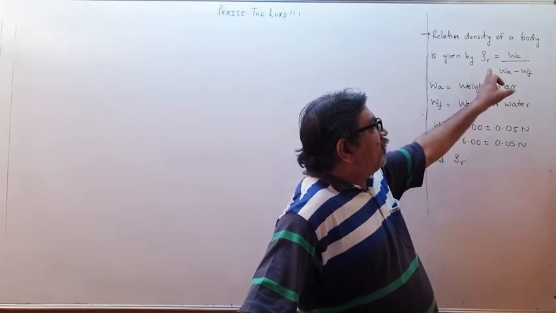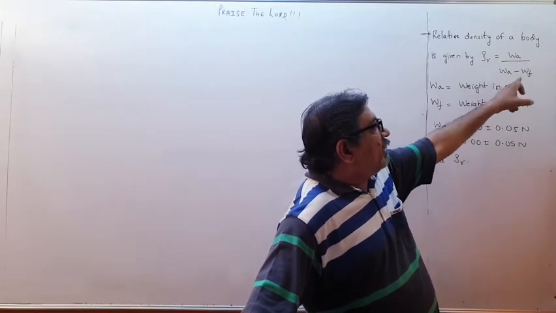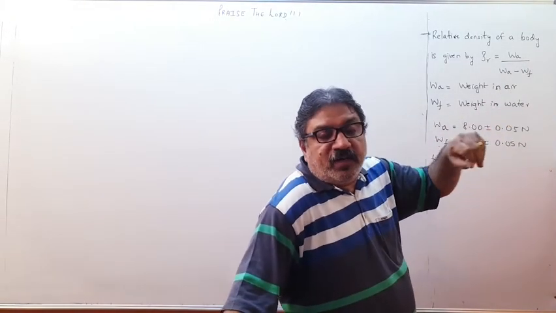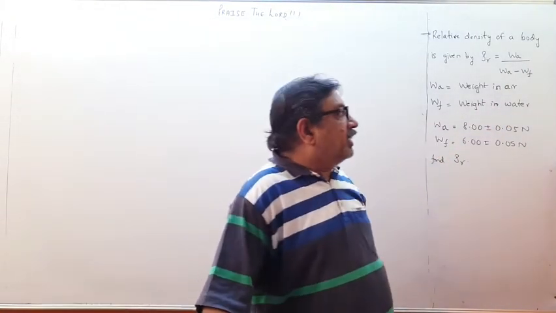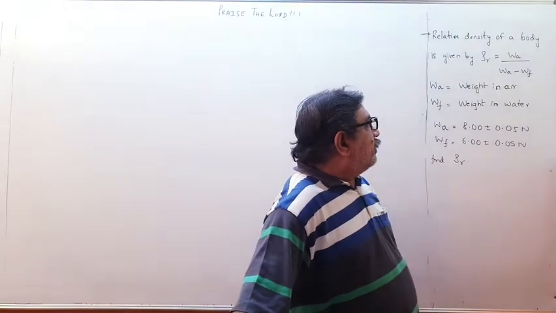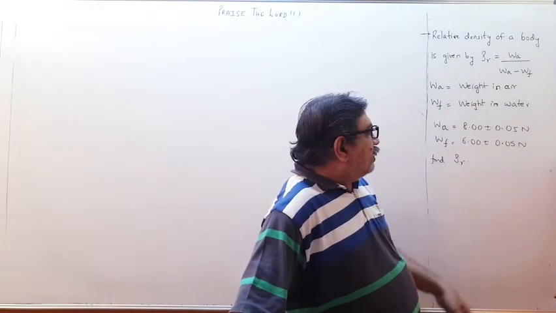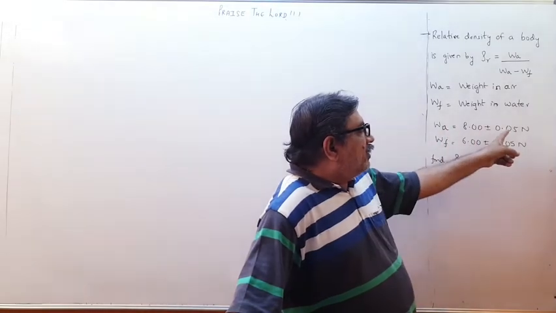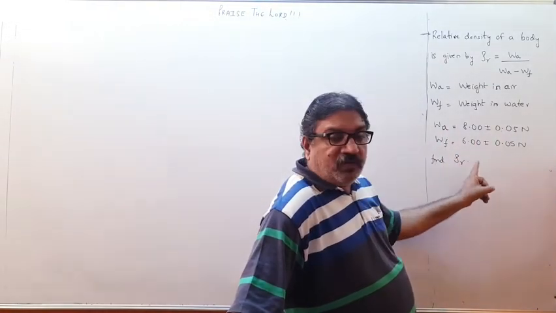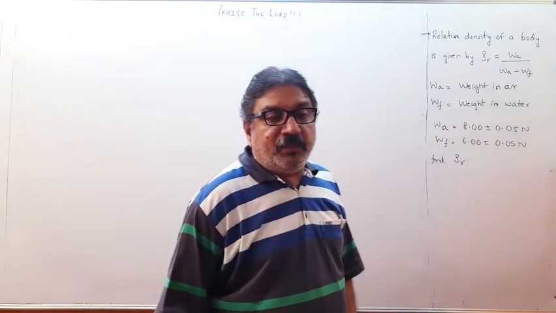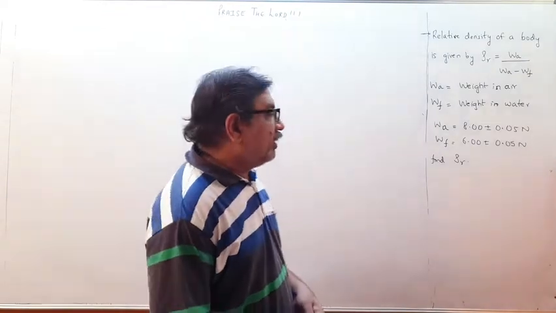So rho r is given by the formula WA upon WA minus WF. This is the formula for relative density, which you will see in fluid mechanics. You are being given the formula right now. WA is weight of body in air. WF is weight of body in the water. WA is given to be this much. WF is given to be this much. We have to find relative density, meaning its true value and the error involved.